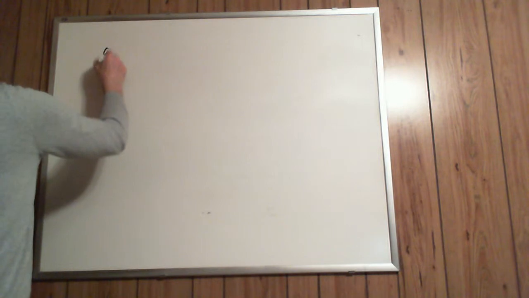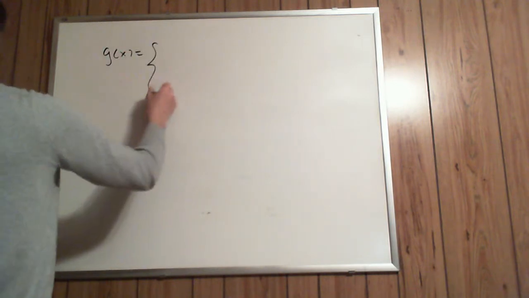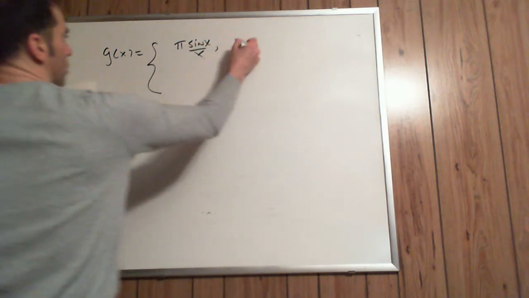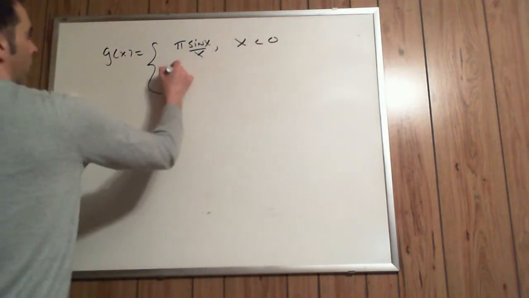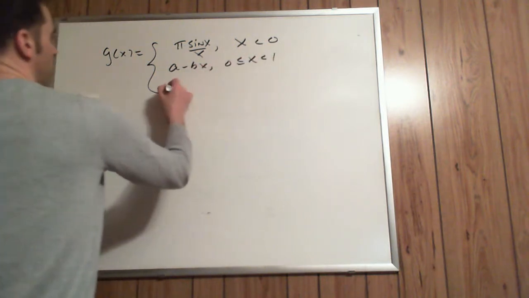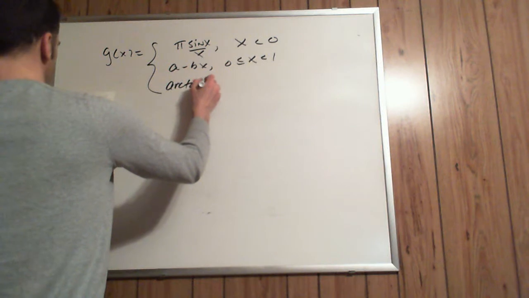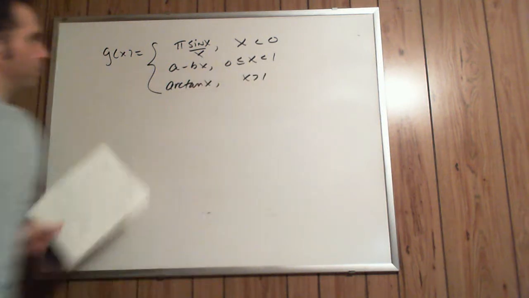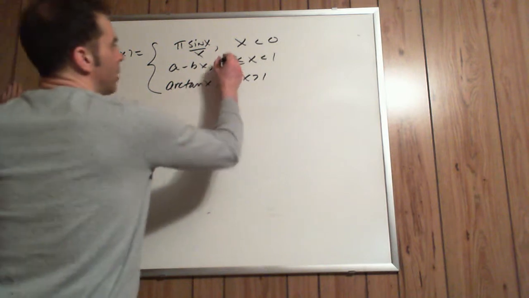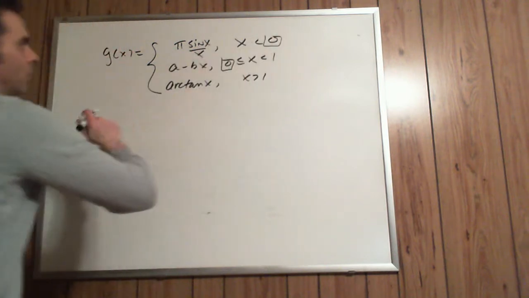One more quick example on continuity. Suppose g at x equals pi times sine x over x for x less than 0. It equals a minus bx for 0 less than or equal to x less than 1. And it equals arctangent of x for x greater than 1. So find the values of a and b so g is continuous. So I'm going to need two equations if I have two unknowns.